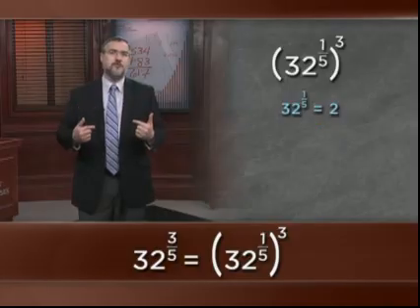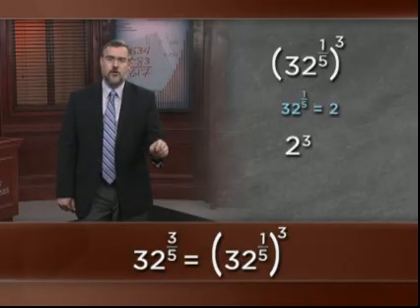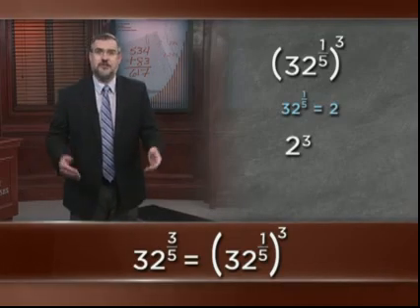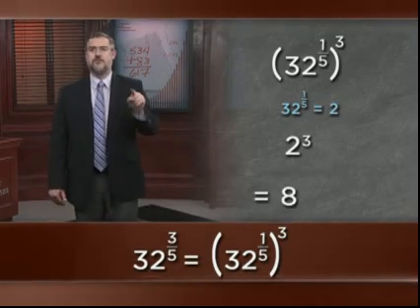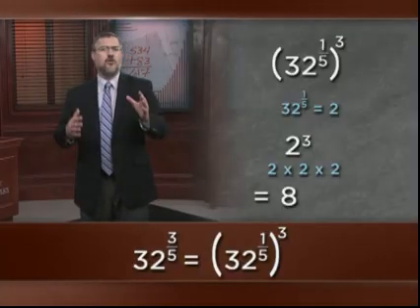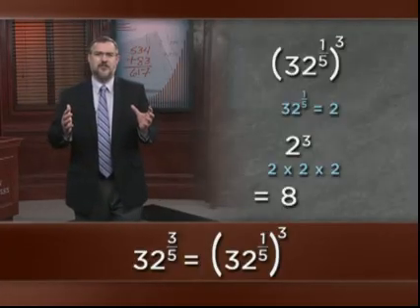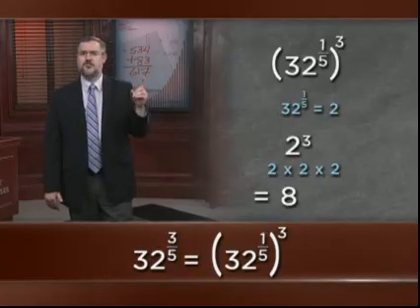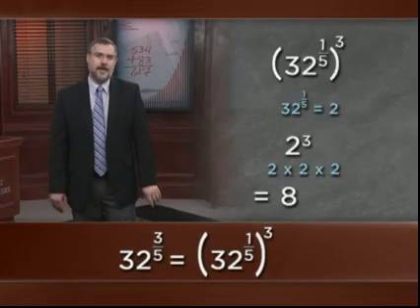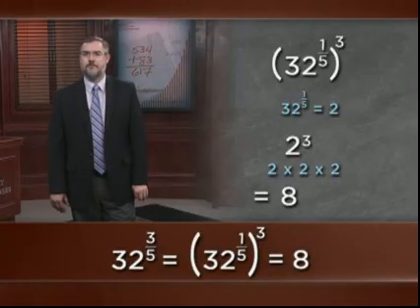So now the problem is rewritten as just 2 raised to the 3. Well, what is 2 to the 3rd power, folks? It's 8, because 2 to the 3 is 2 times 2 times 2, which is 4 times 2, which is 8. And so this somewhat ugly looking thing at the beginning, 32 raised to the 3/5 power, is actually just the number 8 written in a very disguised way.